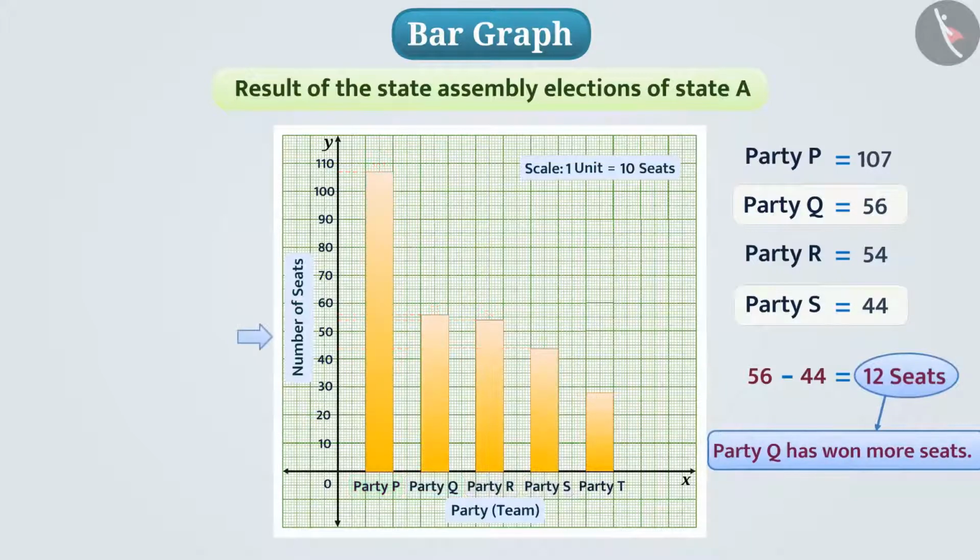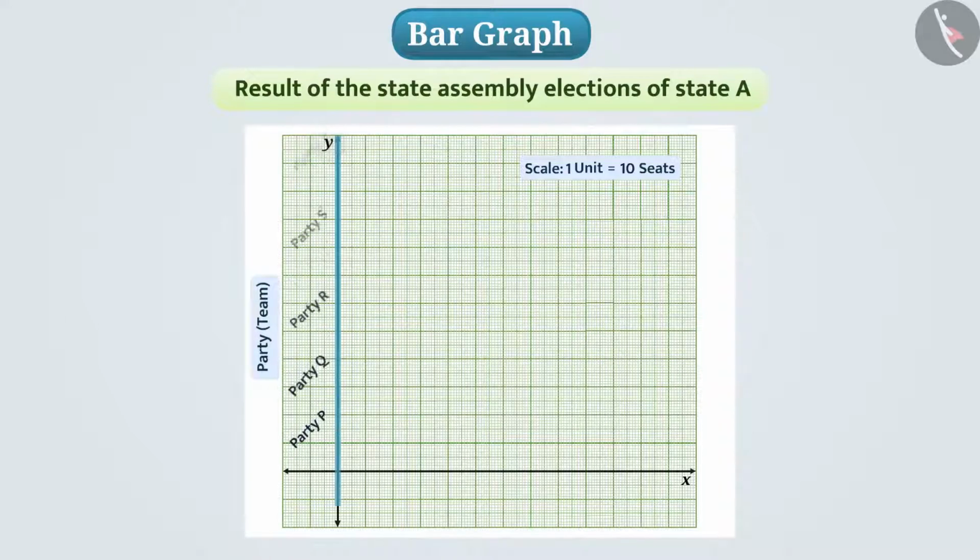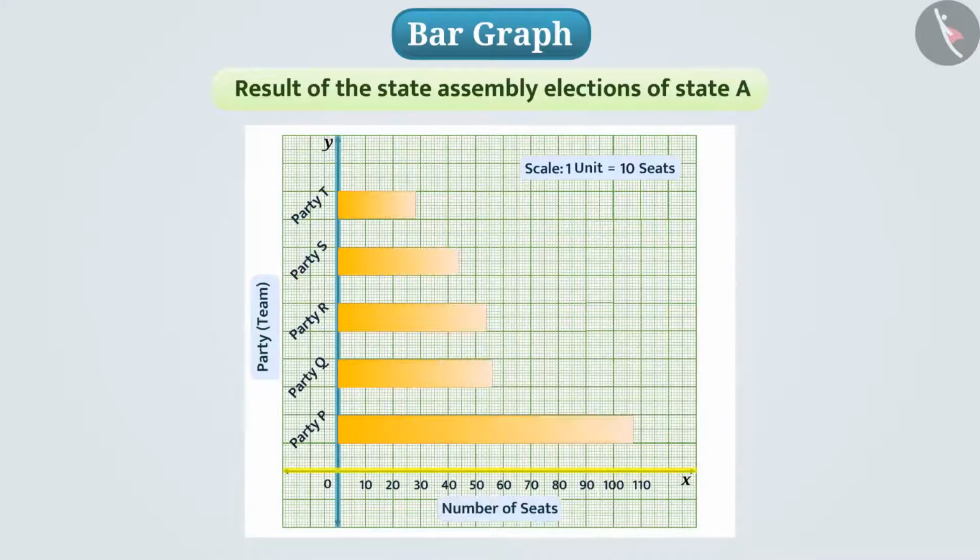Here we have shown a vertical bar graph. We can also represent it horizontally, wherein we show the parties on the y-axis and the number of seats on the x-axis. We call this bar graph the horizontal bar graph.